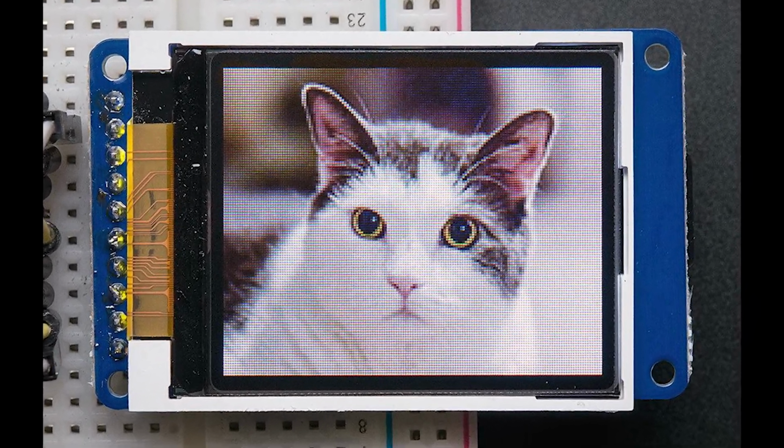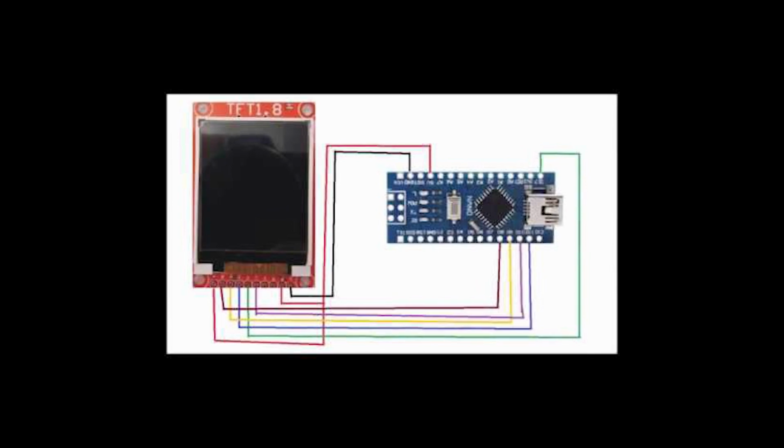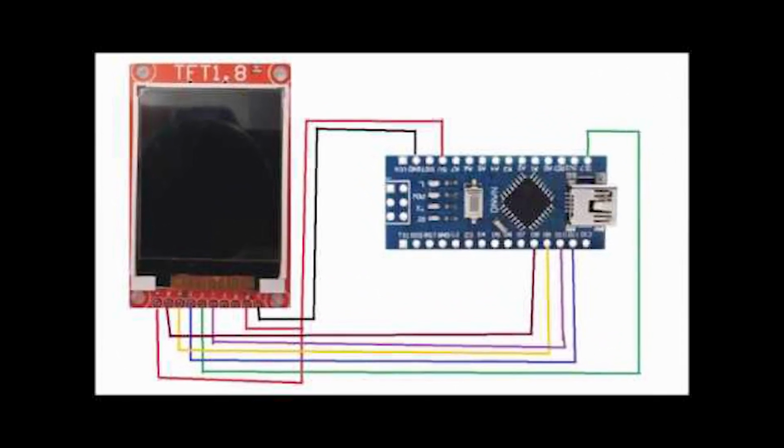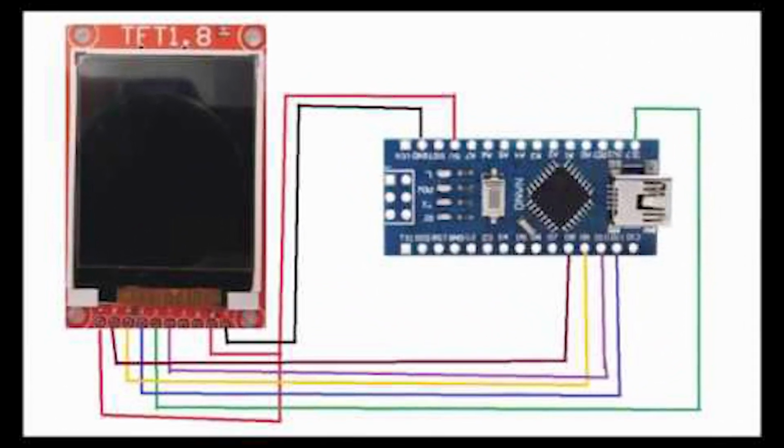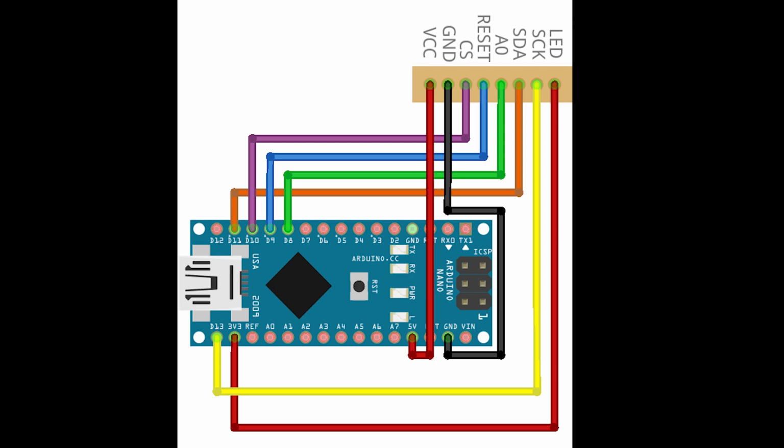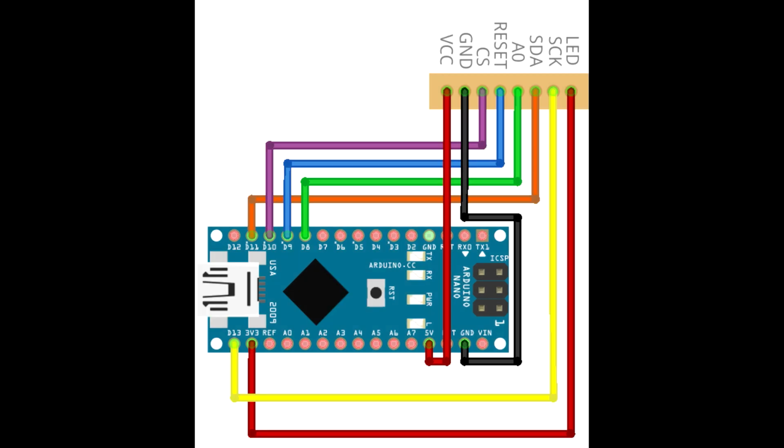To get started, you will need to make the proper wiring connections between the Arduino and the ST7735. Here is how. You may pause the video and take a look at the wiring diagram.